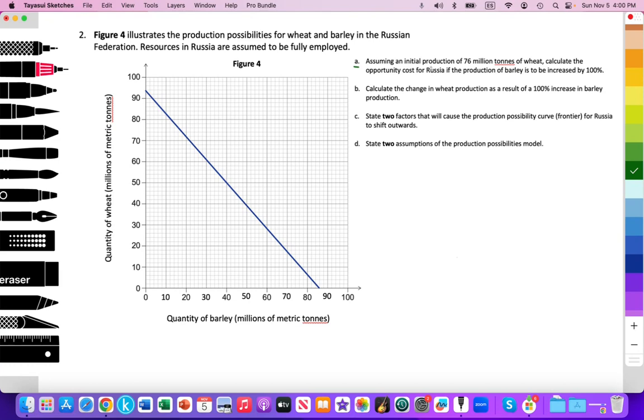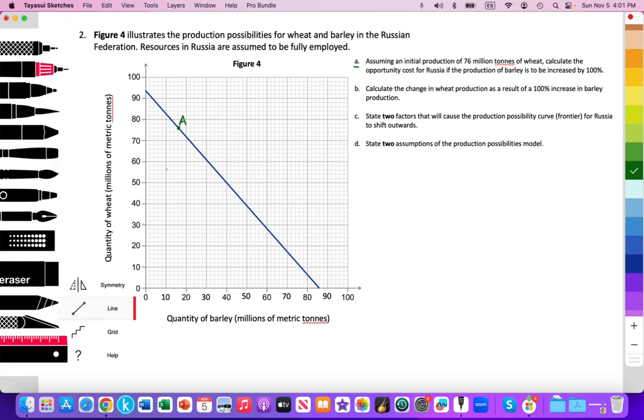Okay, so hopefully you attempted that question, and let's go over it together. First we have to look at where 76 million tons of wheat is along this PPC curve. Here we have the y-axis going up by units of 10, 20, 30, and we're looking for 76. From 70 to 80, we notice that there's 1, 2, 3, 4, 5. 10 divided by 5 is 2, so we're going up by units of 2. So here's 2, 4, 6. 6 goes all the way across to this point. I'm going to mark that point as point A.